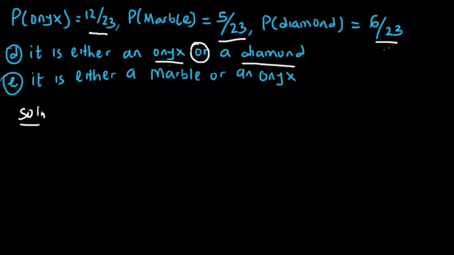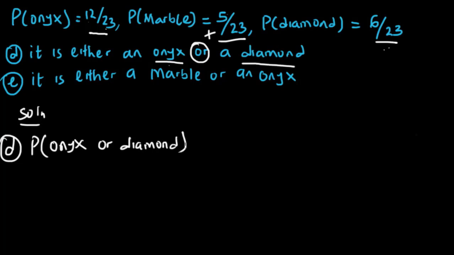And then I told you that or in probability symbolizes plus. So all we just need to do is to add the probabilities together. Do you understand? So let's solve it. Probability of onyx or diamond will be equals to, what's the probability of onyx? 12 over 23. Or means plus, what's the probability of diamond? 6 over 23. Do you understand?